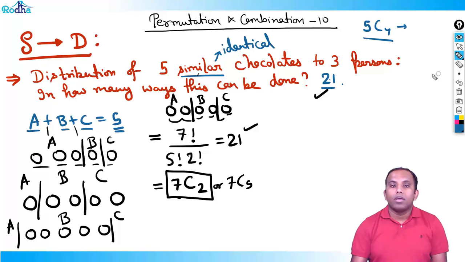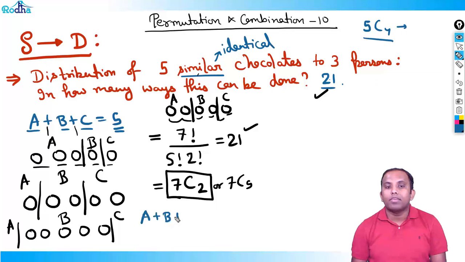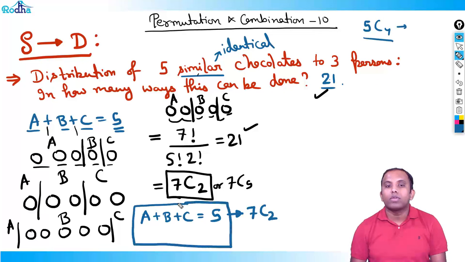Fine. So that basically means that if A plus B plus C is equal to 5, what is the answer for it? The answer is 7C2. Now, observe this equation and you can do it directly. This is what I wanted, right? Suppose A plus B plus C equals 5, where A can be any number greater than or equal to 0, B can be any number greater than or equal to 0, and C can be any number greater than or equal to 0, right? So A plus B plus C equals 5.